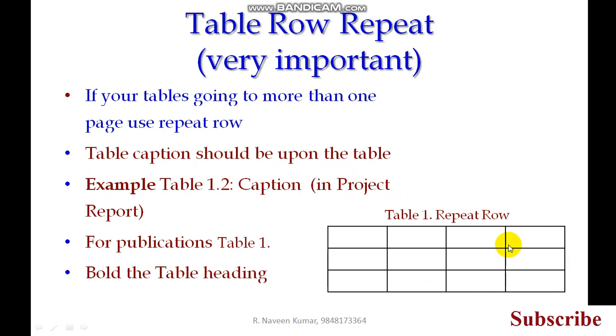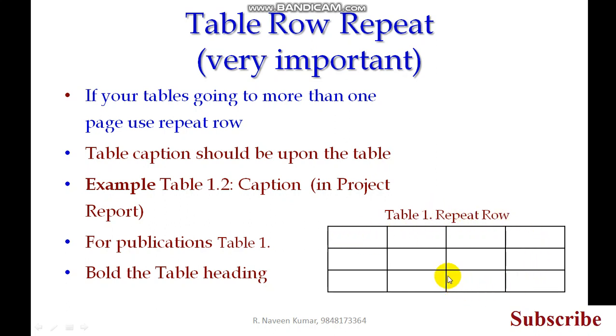See, this is the table. The table caption should be like this: table number, and you give one dot or colon, so that this heading is different and this is different. If you don't give full stop or colon, one can read it like this: table one repeat row. So to differentiate the table number from the title, you have to give a full stop or a colon.